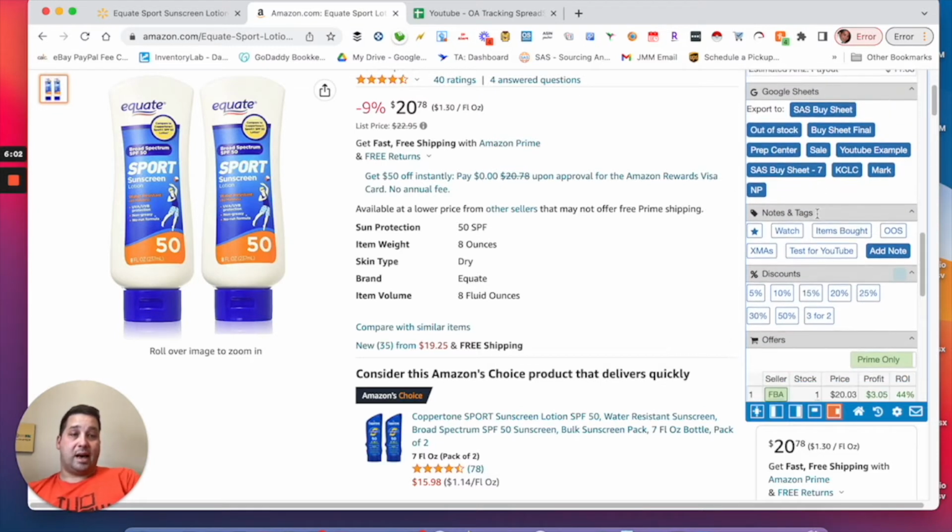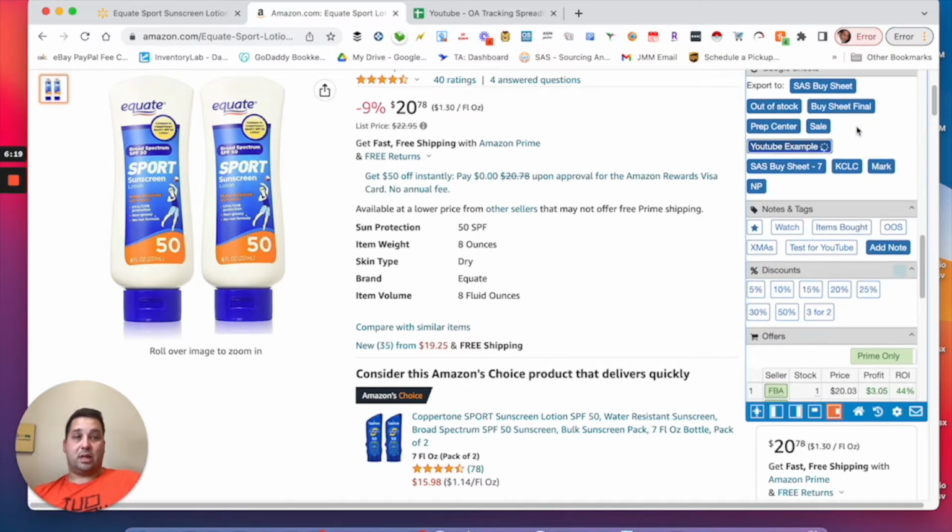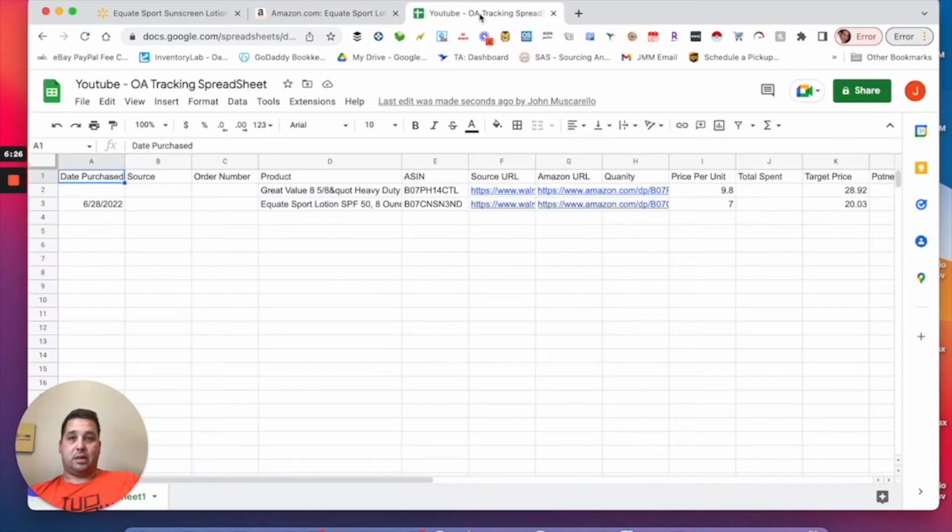So normally I would hit Prep Center, where are we looking here? I usually have one that says out of stock. I don't know where that, oh, there it is, out of stock. So I normally add that to that. But for this, I'm going to do YouTube example. All right, let's see if that worked. Yep. So it has exactly the date that I did this.